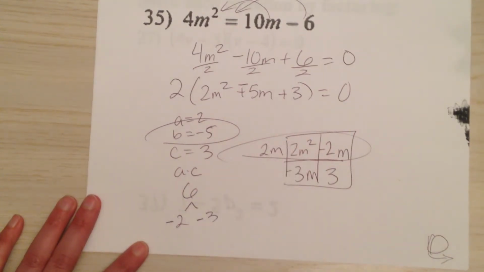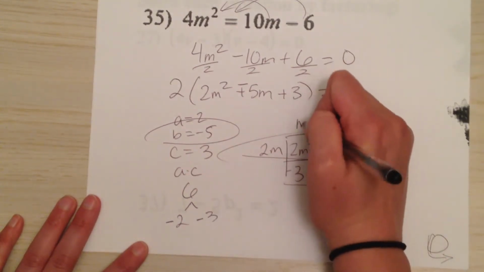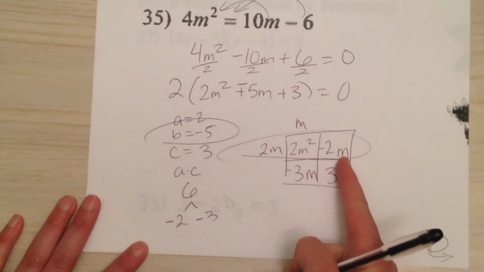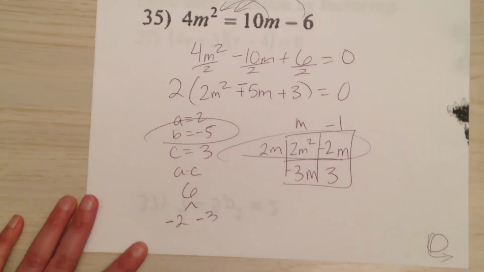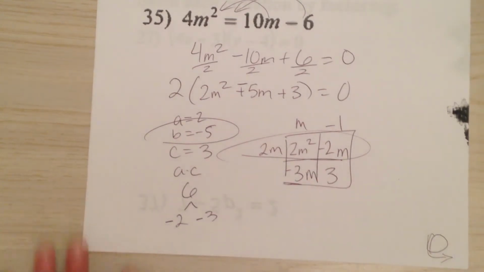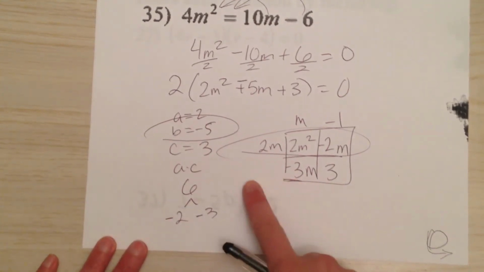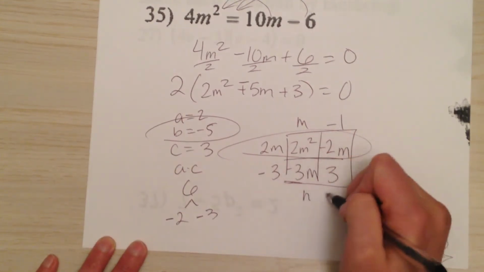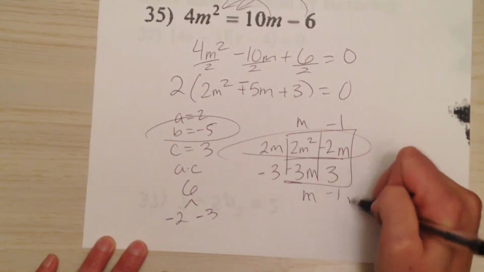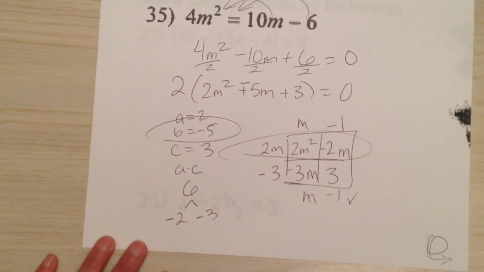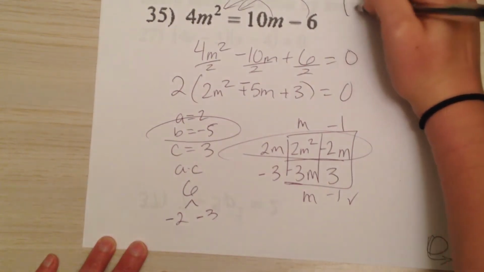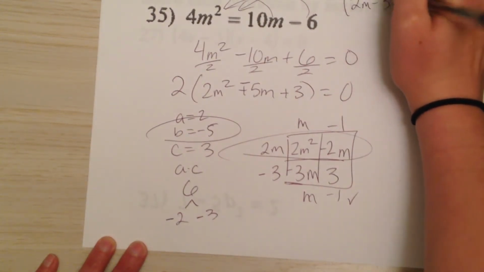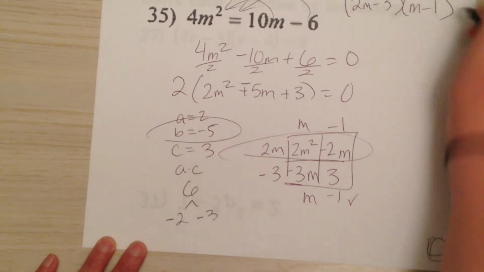So then what's left over? An m. I've got 2m here, negative 2m there. I've just got the negative 1 left over because it almost matches exactly. Now here I've got a sign of negative 3, so I need to make sure I pull out that negative. And then I have an m and a negative 1 again. So that is my check just to make sure I pulled out the right thing. So my two factors are 2m minus 3 and m minus 1.